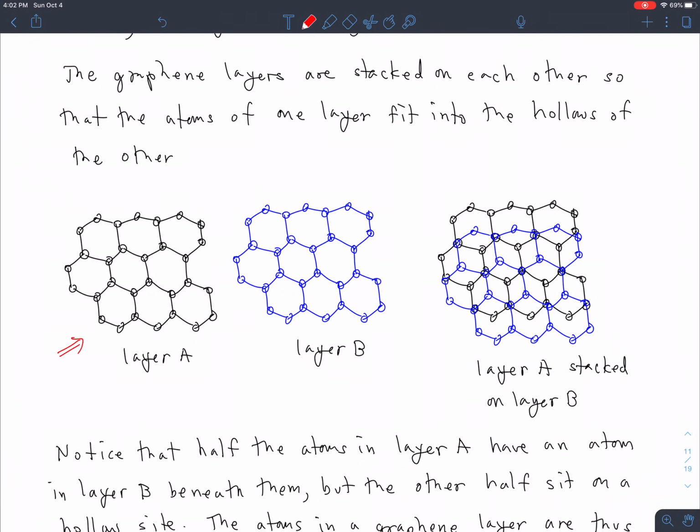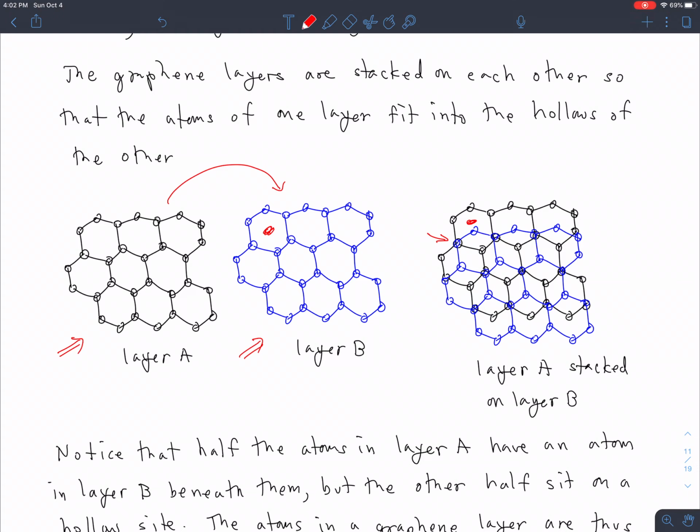Here's one graphene layer. Here's another graphene layer. And now I'm going to take this graphene layer, layer A, and stack it on layer B. How do they stack? Do they stack with all the atoms lined up with each other? No, they stack with half the atoms sitting in the hollows of the lower layer, but the other half of the atoms sitting on top of other carbon atoms in the layer below. That's just the best way that you can stack these two on top of each other so as to maximize their interaction between each other, their favorable van der Waals interaction.